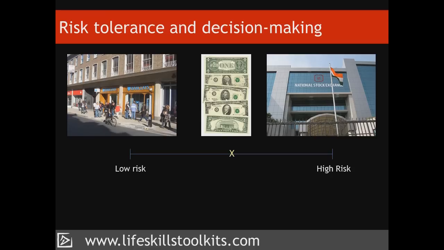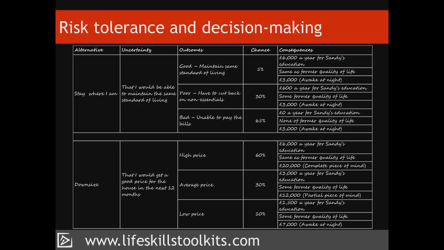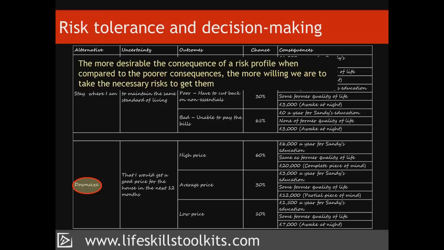So our willingness to take a risk, our risk tolerance, describes how prepared we are to take a chance on an uncertain consequence in order to realise a positive outcome for ourselves. In Lesson 1, Risk Profiles, we saw how Franny reached her decision to downsize rather than remaining in her current home. Her decision was based on the more desirable consequences downsizing provided, as well as the higher likelihood of realizing her decision objectives. This highlights the important roles desirability and probability play in the way we make decisions, since the more desirable the consequences of a risk profile when compared to poorer consequences, the more willing we are to take the necessary risks to get them. And the greater the chances of realizing better consequences compared to the chances of realizing poorer consequences, the more desirable the risk profile becomes.